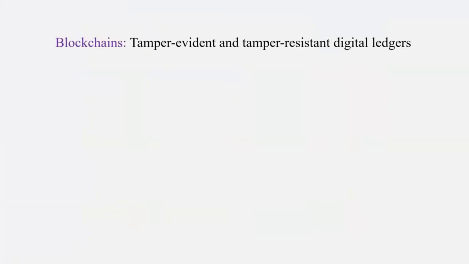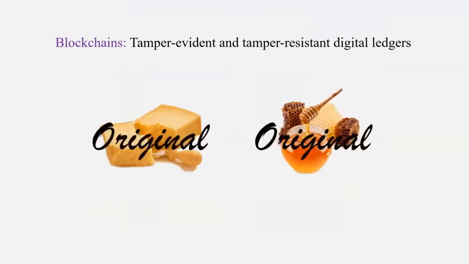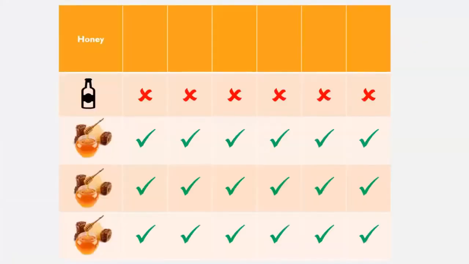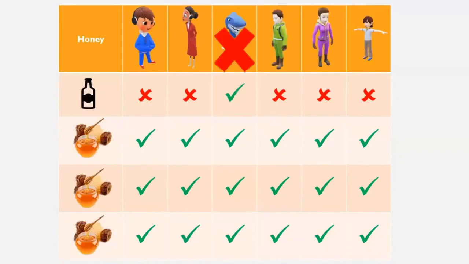Let me ask you a question. When you purchase cheese or honey that are labeled as original, what makes you certain about their origin? To be sure, you need a special database where records can be stored. The records can be verified by anyone, but can be changed by none. Blockchain is basically that special database.